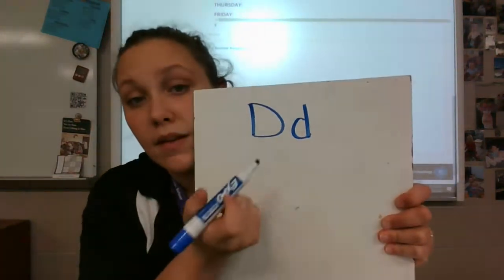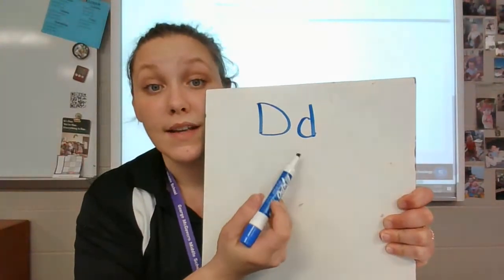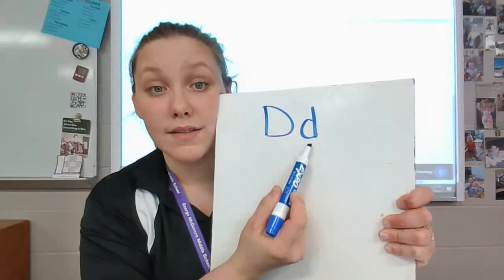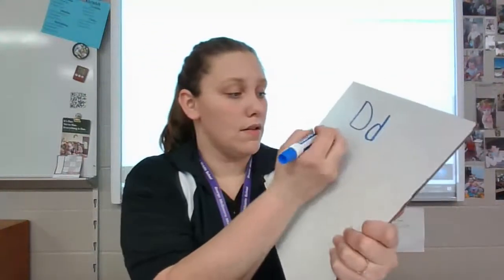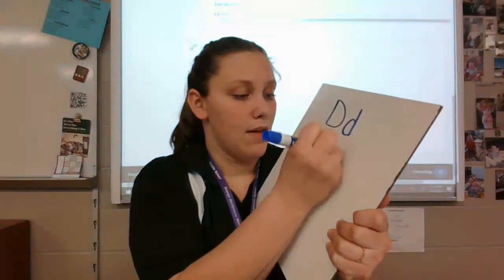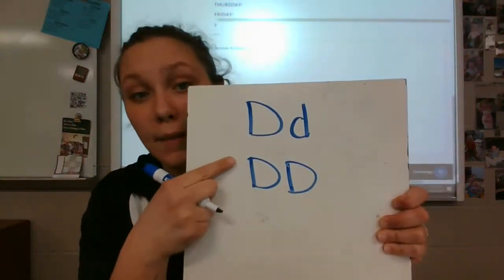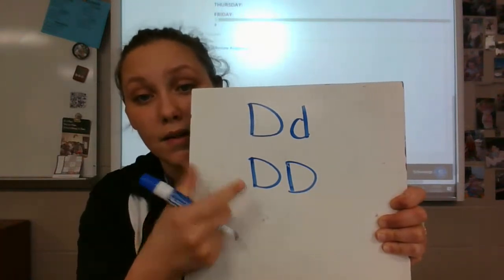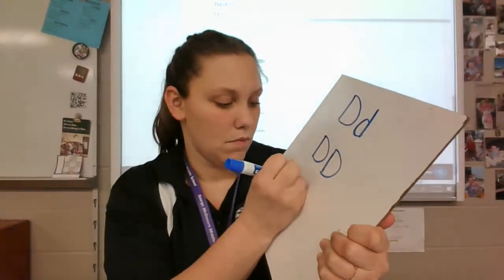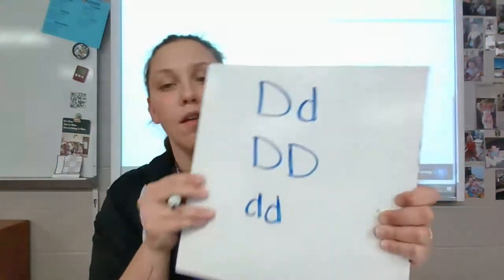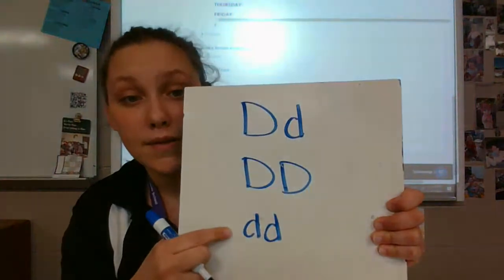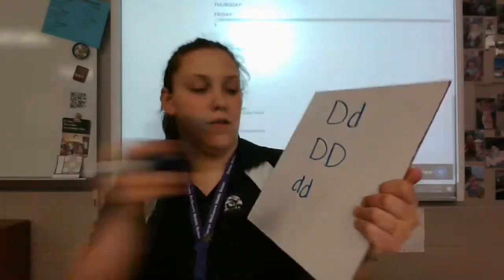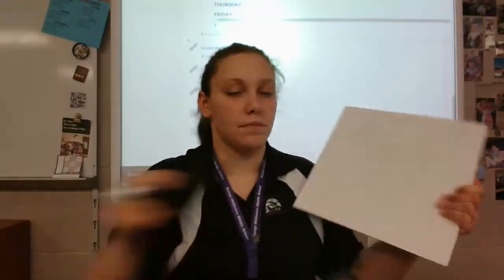So in this genotype, this D is the dominant allele. It's a capital letter. The lowercase d is the recessive allele because it's lowercase. If I were to do it this way, both of those alleles are dominant. They're both capital letters. This would be homozygous dominant because they're the same. These two lower d's, these are both recessive alleles. They're both lowercase, so they're recessive. Hopefully this will start to make sense in a minute.